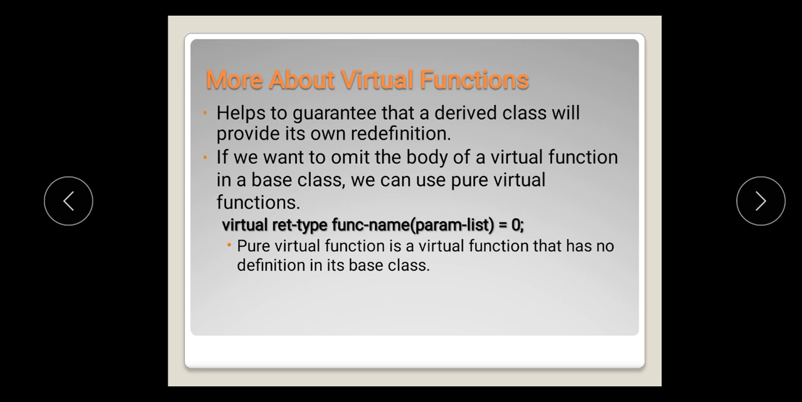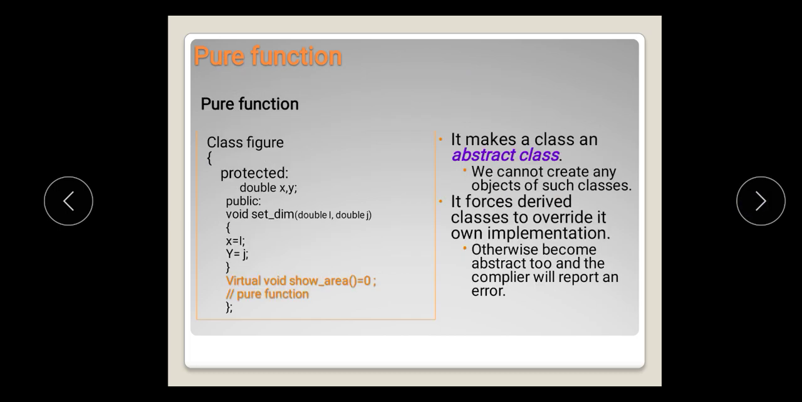Simply, you have to make that function definition equal to 0. That is, a function that has no definition inside the base class with the virtual keyword is called a pure virtual function. A pure virtual function is a virtual function that has no definition in its base class. So we just define it as equals to 0. Here I showed how to define the pure virtual function.